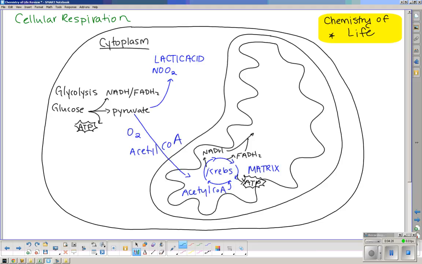The last phase of cellular respiration actually happens in between the membranes, in the intermembrane space. There are different molecules that are embedded in the membrane that assist with this, and they're all throughout the membrane, and that's why the membrane has to be folded, so there's lots of surface area. So these NADH and FADH2 molecules, these high energy electrons, go to the electron transport chain.